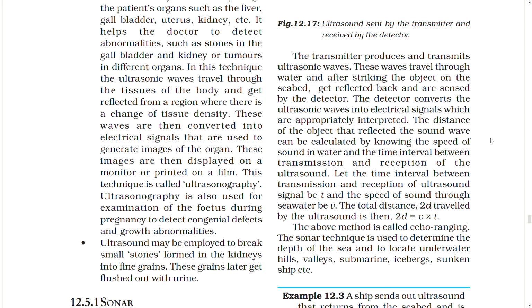The distance of the object that reflected the sound wave can be calculated by knowing the speed of sound in water and the time interval between transmission and reception of the ultrasound. Let the time interval between transmission and reception of the ultrasound signal be t and the speed of sound through seawater be v. The total distance 2d traveled by the ultrasound is then 2d = v × t. The above method is called echo-ranging. The sonar technique is used to determine the depth of the sea and to locate underwater hills, valleys, submarine icebergs, sunken ships, etc.